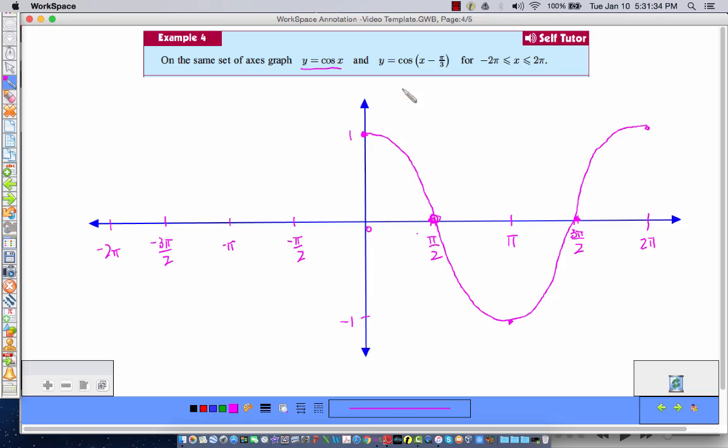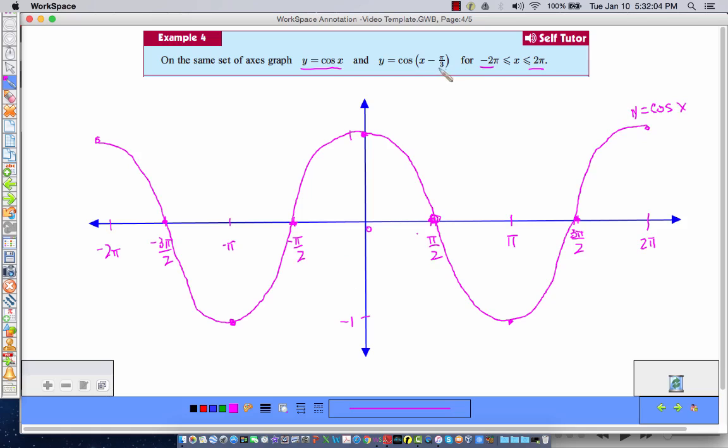I have to continue it because my domain is from negative 2 pi to 2 pi. The pattern remains: cosine of negative pi is going to be negative 1, negative 3 pi over 2 is 0, and negative 2 pi is going to be 1 again. I'm going to go left to right, because that is how I roll. That's not bad at all. So that is y equals cosine x.